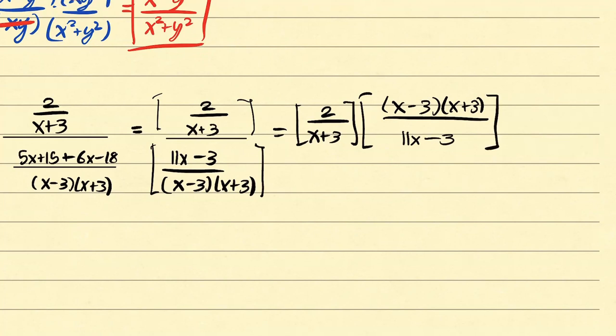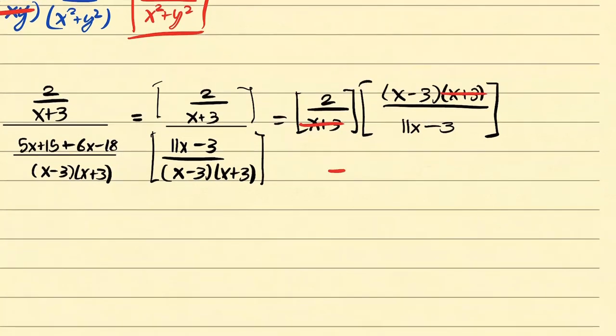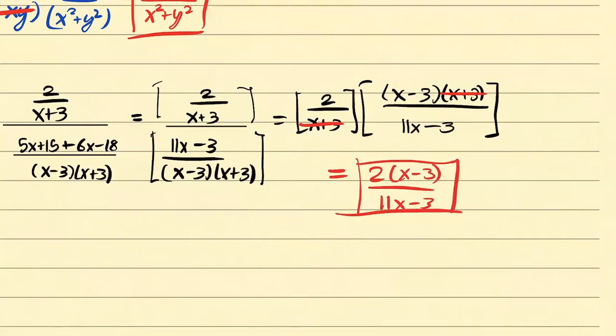And now we're at a question that's just about simplifying rational expressions. Now what we can do is cancel this x plus 3 and this x plus 3. And you're done. That's as simplified as it gets.